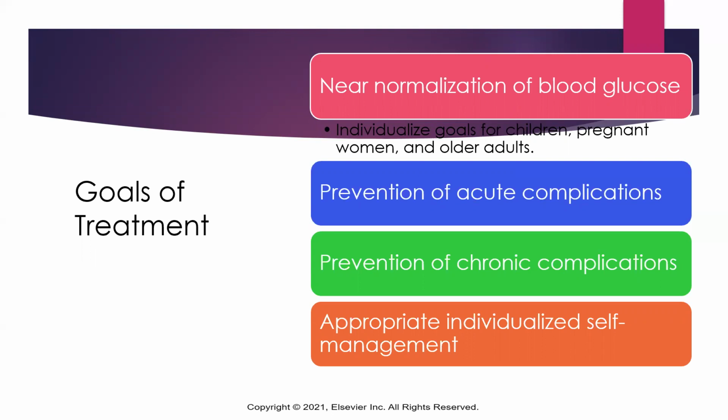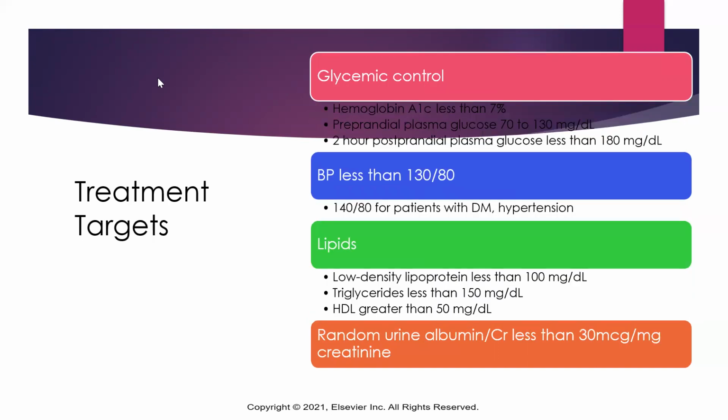We want to prevent them from any acute complications and chronic complications. So we want to prevent that end organ damage. And then making sure we're doing appropriate self-management. So some of our treatment goals that we're going to focus on. So we want glycemic control. That's our A1C that is going to be less than 7.